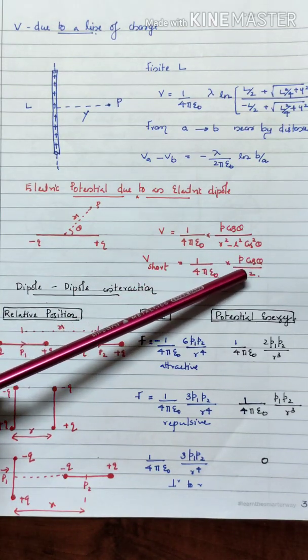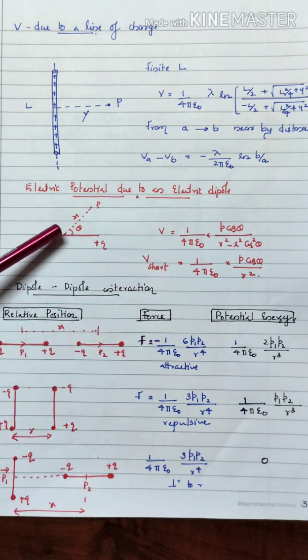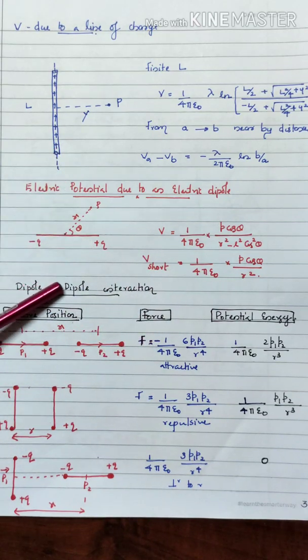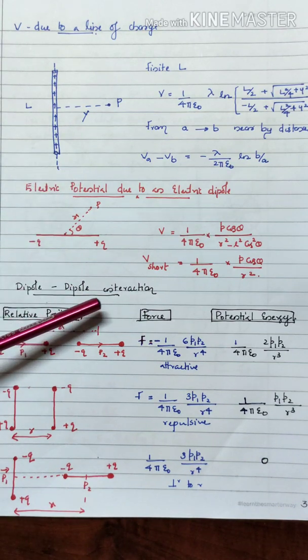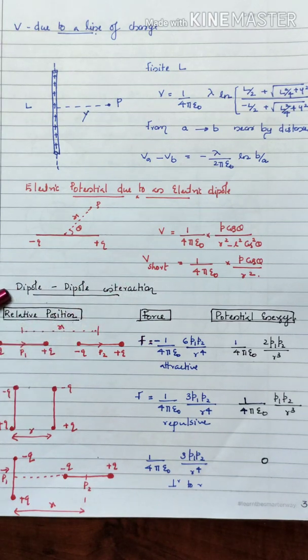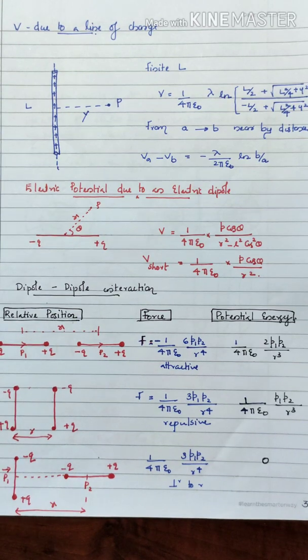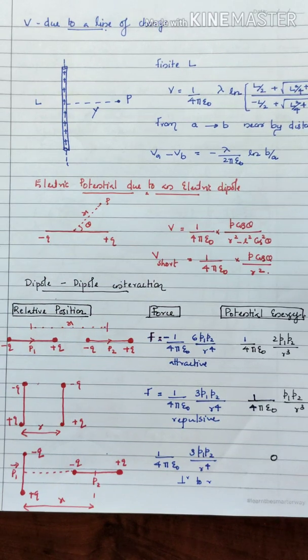And keep in mind, when theta equals 90 degrees, cos 90 becomes 0, and at any point on the equatorial line the potential is 0, and that line can be treated as an equipotential surface. Next, the very, very important concept, based on our JEE Main entrance examination, the dipole interaction.